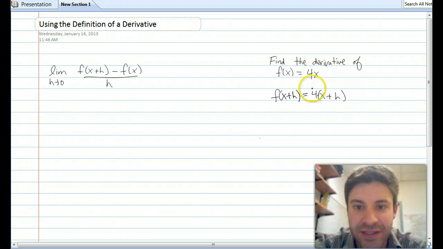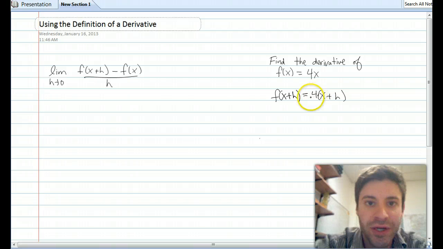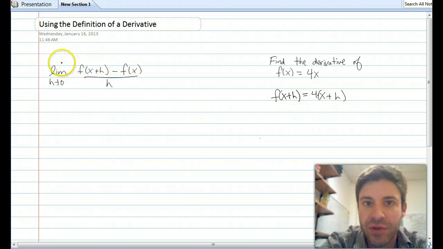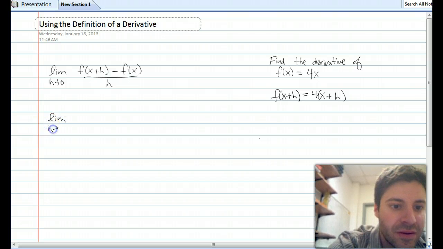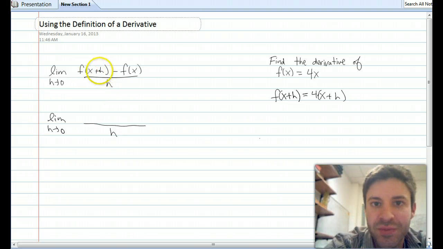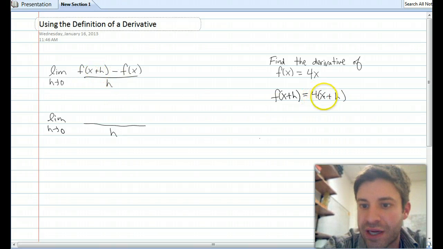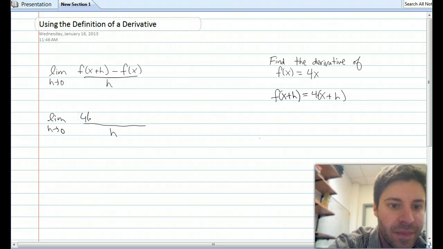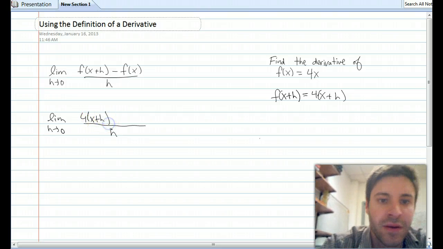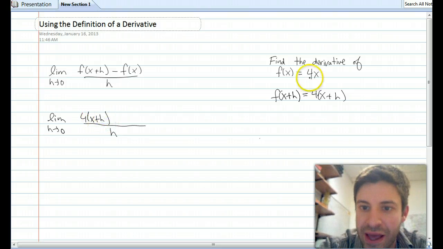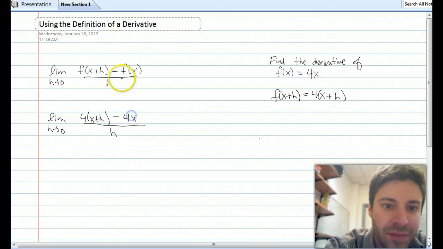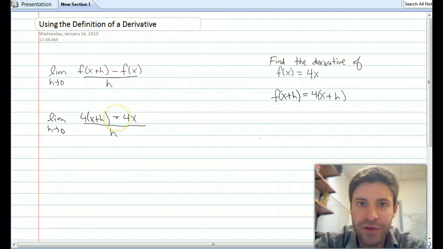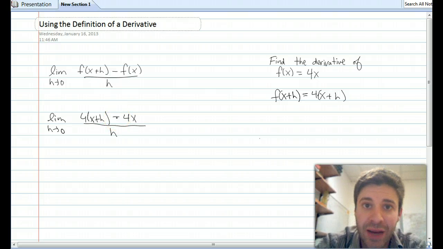Now that we have f of x and f of x plus h, what we want to do is plug all that into this formula. So we're going to copy everything down, except we're going to replace f of x plus h with 4 times x plus h. And we're going to replace f of x with 4x. The minus stays.